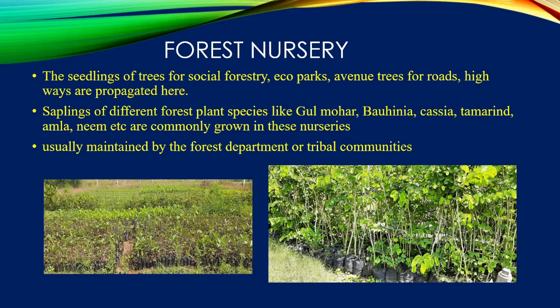Next, forest nursery. The seedlings of forest trees, which are required for social forestry, eco parks, avenue trees, for roads, highways, etc., are also propagated here in these forest nursery. Saplings of different forest plant species like gulmohar, bauhinia, cassia, tamarind, amla, neem, etc. are commonly grown in these forest nurseries. Usually, these forest nurseries are maintained by the forest department or by some tribal communities also.